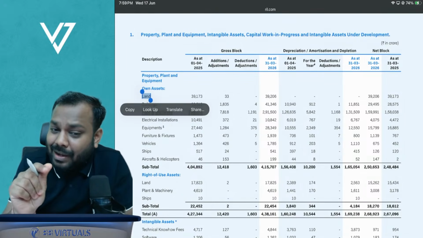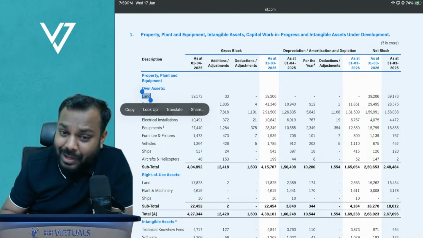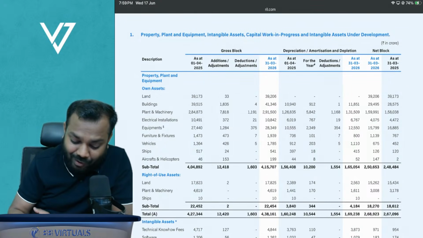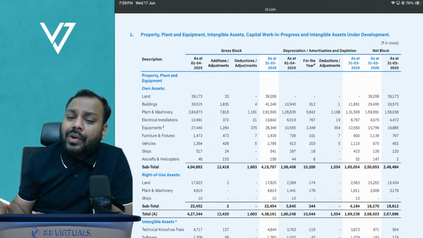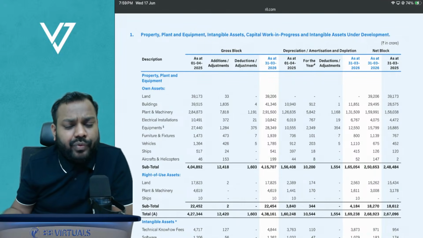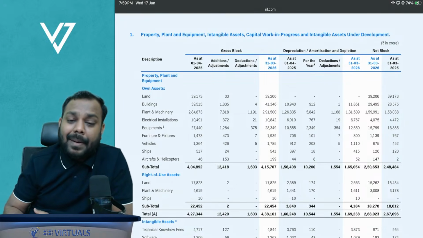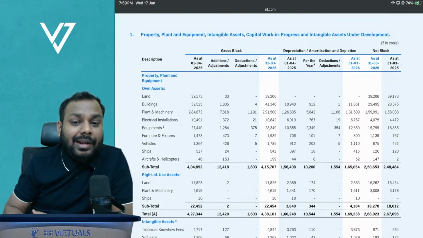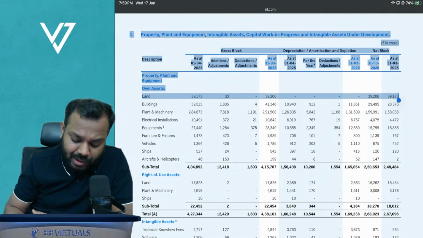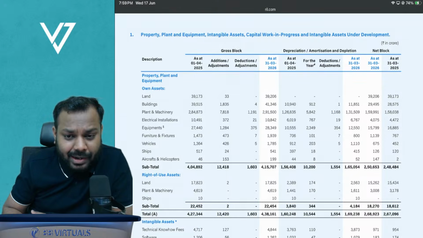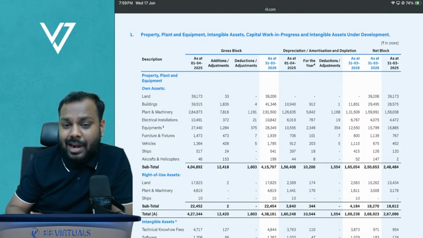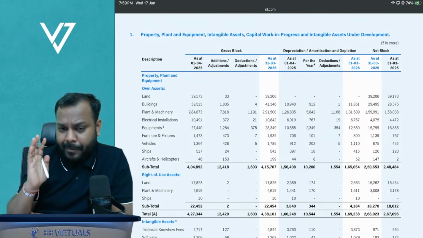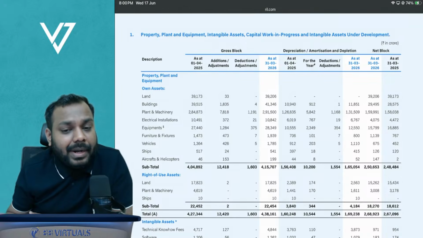Now tell me, land held for rental purpose, will it come here? No. This land might be kept for production of goods, supply of service or administrative purposes. It is not for rental purpose. This building is also not for rental purpose. This plant and machinery, if it is held for rental purpose, can it come here? Yes, it can. Only property held for rental can't be PPE. Others held for rental can be PPE. PPE means property, plant, equipment.